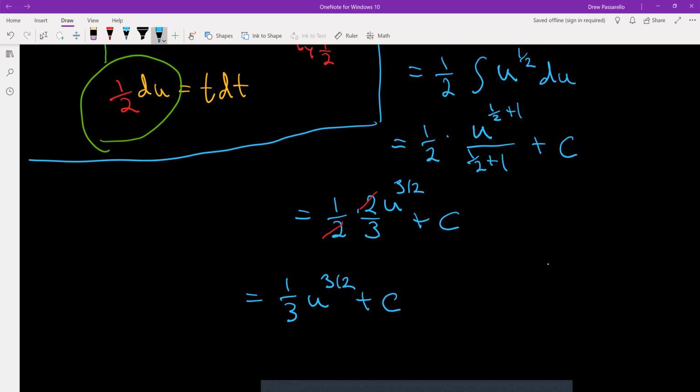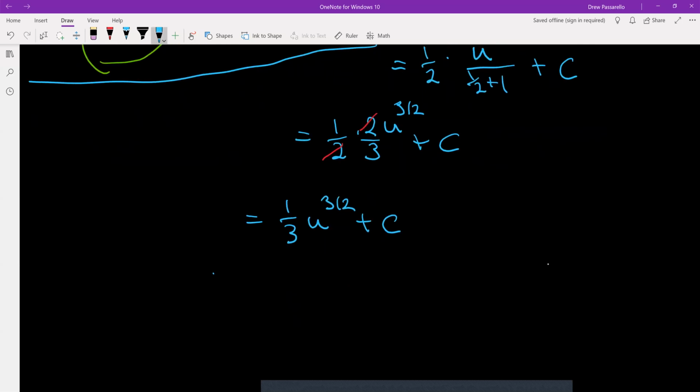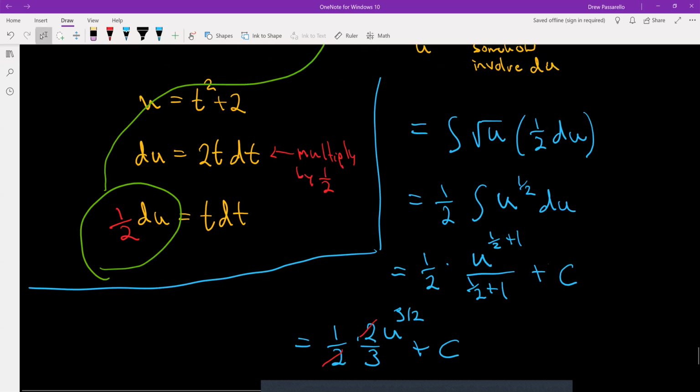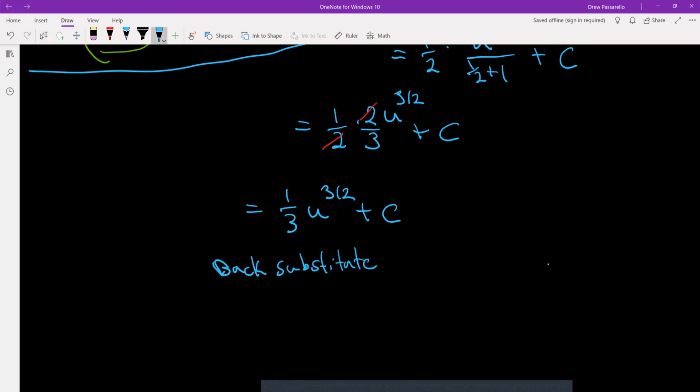All right, now back substitute what u was. And u was t squared plus 2. So this is going to equal 1/3 parentheses t squared plus 2, and then to the 3/2, and then plus c.